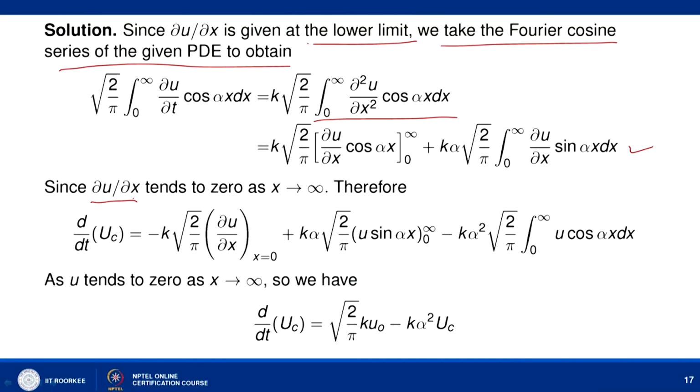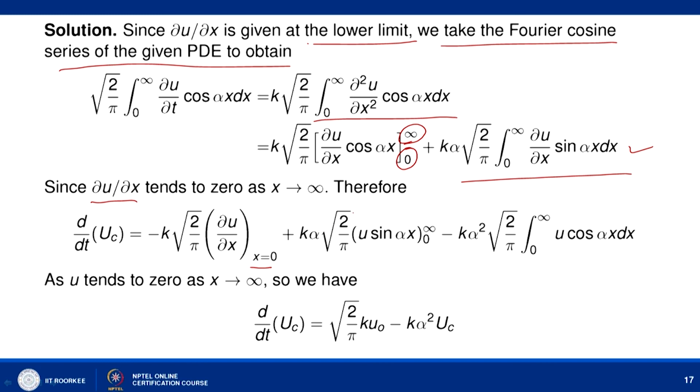Now, we already know that ∂w/∂x tends to 0 as x tends to infinity. So, at this boundary point we have the value 0, and we have only the term left corresponding to x equal to 0. So, we can write minus k times root 2 by pi ∂w/∂x at x equal to 0 plus k alpha. Again we simplify this problem using integration by parts.